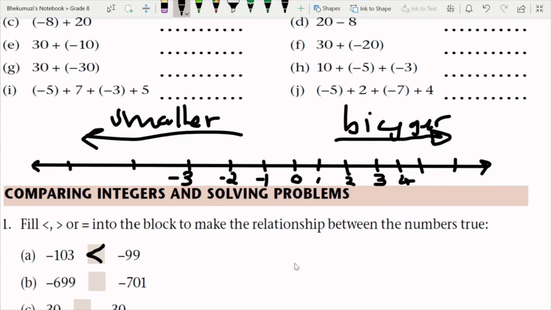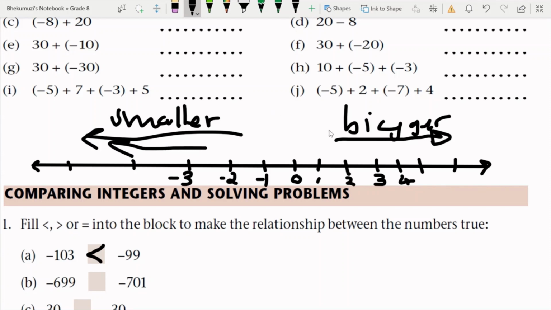I say -1 is smaller than 0, and -2 is smaller than -1. -3 is smaller than -2. What's happening? I'm moving towards the left. And each time I move to the left, to this side, it gets smaller. So each time I move this way, it gets smaller and smaller, right?